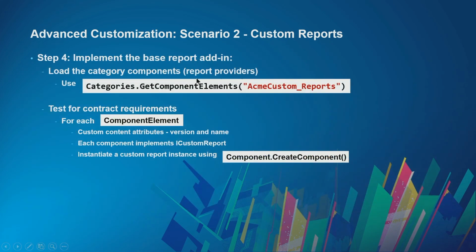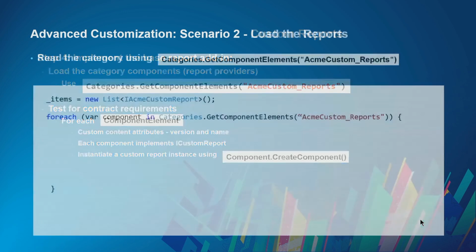Okay, so now step 4, implemented in code, we load our category components. We do this in the base add-in, in the initial default add-in. So we use again the get component elements method, and we pass in the name of our category, in this case Acme Custom Reports, and then we test for a contract requirement. For each of the components retrieved, we check if they implement the ICustomReport interface. We instantiate each component using the create component method, and we cast it as the ICustomReport. We're going to see that in the code snippet coming up.